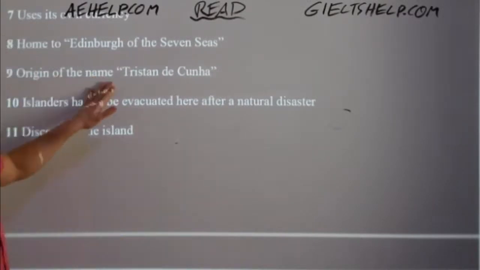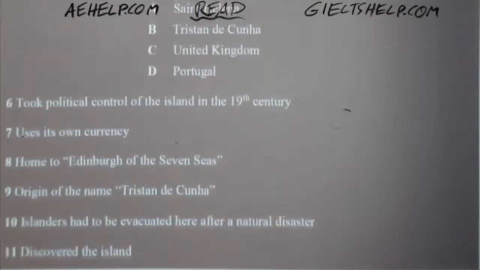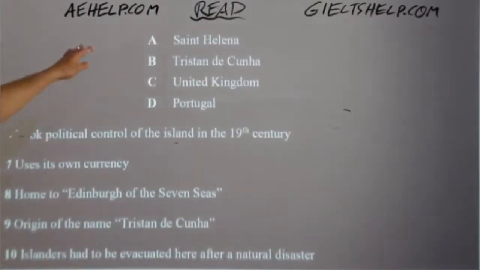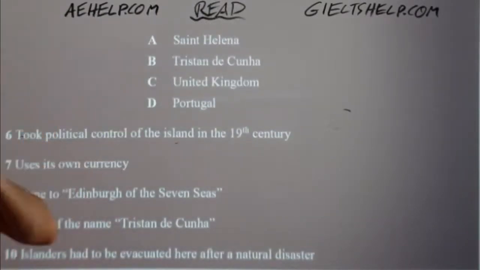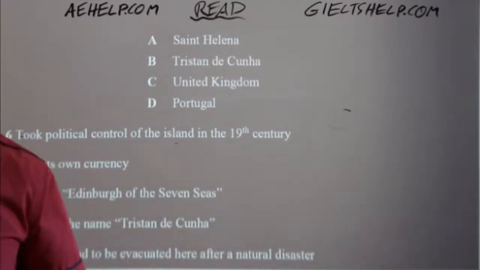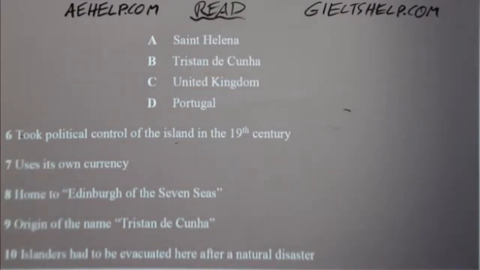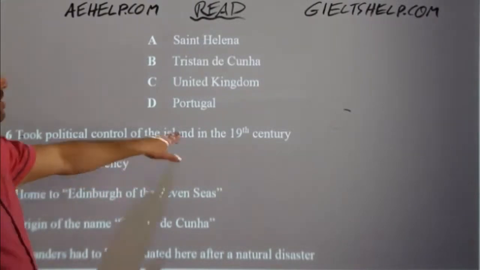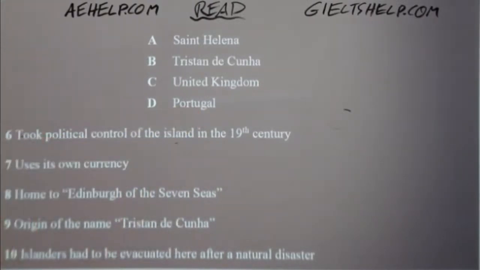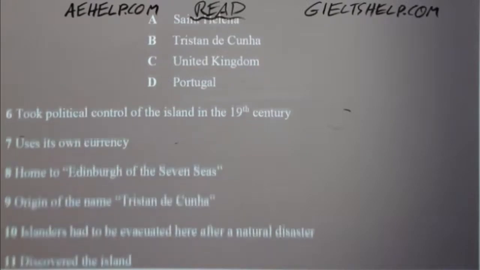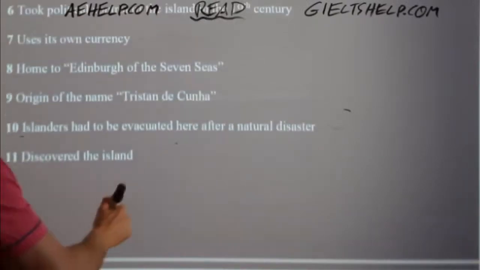Origin of the name Tristan da Cunha. A, B, C, or D. This one should be fairly easy. Lapouge says D. Yeah, even just the pronunciation, right? It's got to be Portugal. So D.